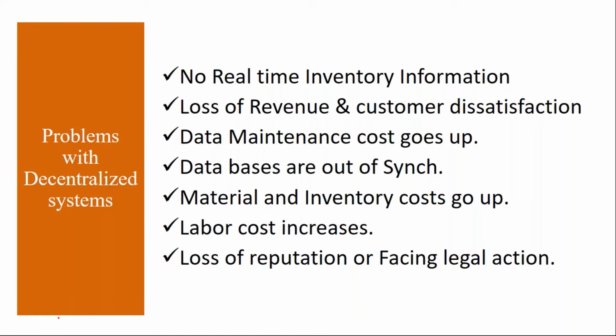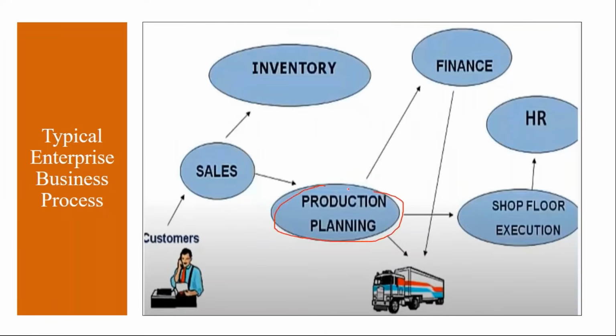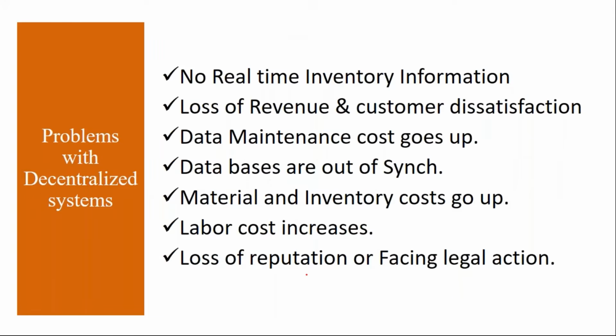Okay. Now, the production planning team, as they purchase the raw materials from the vendors, fail to update the finance department with the invoices in time. Due to this, the finance department may default on the payment to the vendors, and this may lead to legal action. So this will finally lead to loss of reputation and facing legal action. So these are some of the problems associated with decentralized systems.